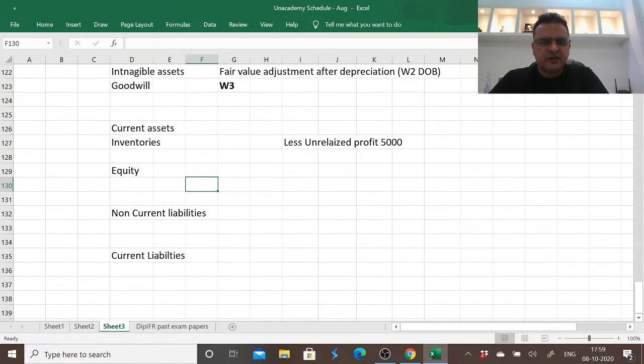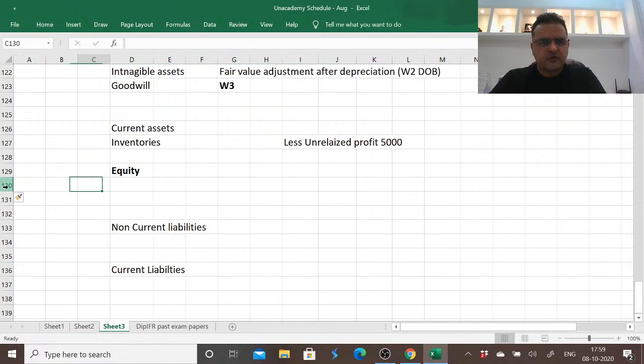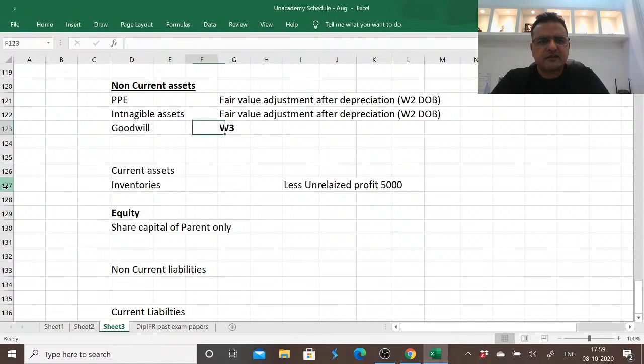Then in the equity we only include share capital of parent only. Share capital of subsidiary gets cancelled with investment in subsidiary. Asset of one entity and liability of another gets cancelled on consolidation. So investment in subsidiary over and above the net assets of subsidiary, that is share capital and retained earnings on date of acquisition, the over and above amount of net assets which you acquired on date of acquisition is represented as goodwill.